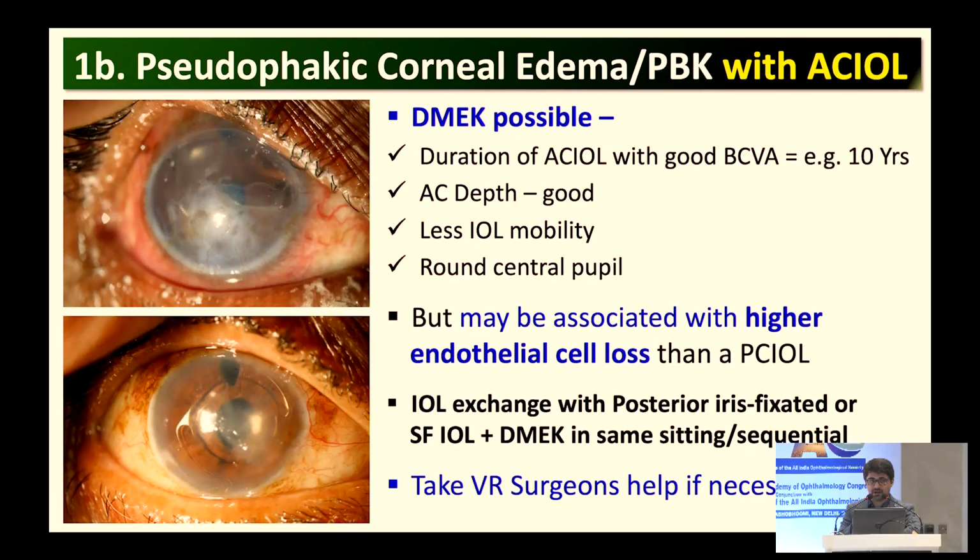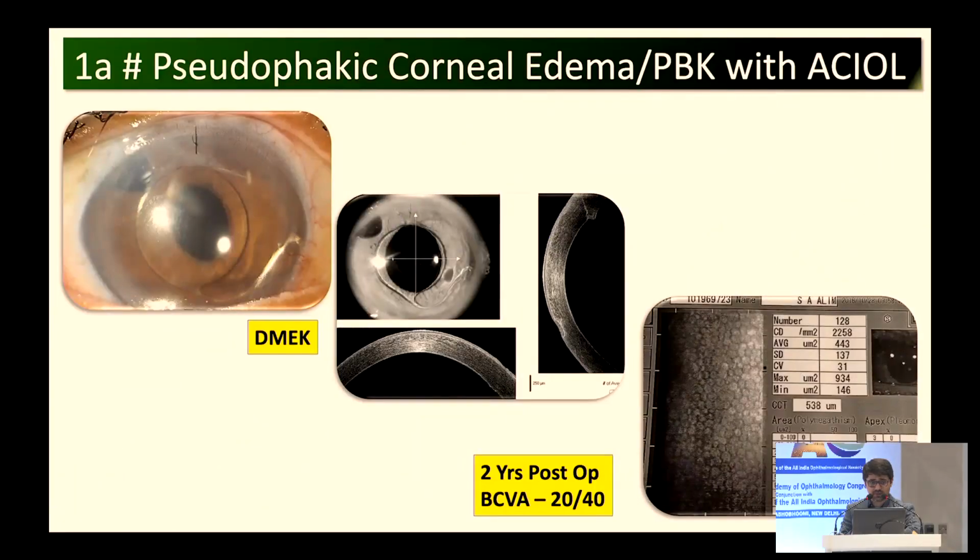If the cornea decompensated very quickly after the cataract surgery, then it is better to exchange the IOL, either with a scleral fixated or a retroiris claw fixated lens. Both give very good outcomes. These are some of the outcomes that we have had. This is 2 years post-op, and look at how well the graft has been doing. Here the ACIOL is sitting very far away from the corneal endothelium.